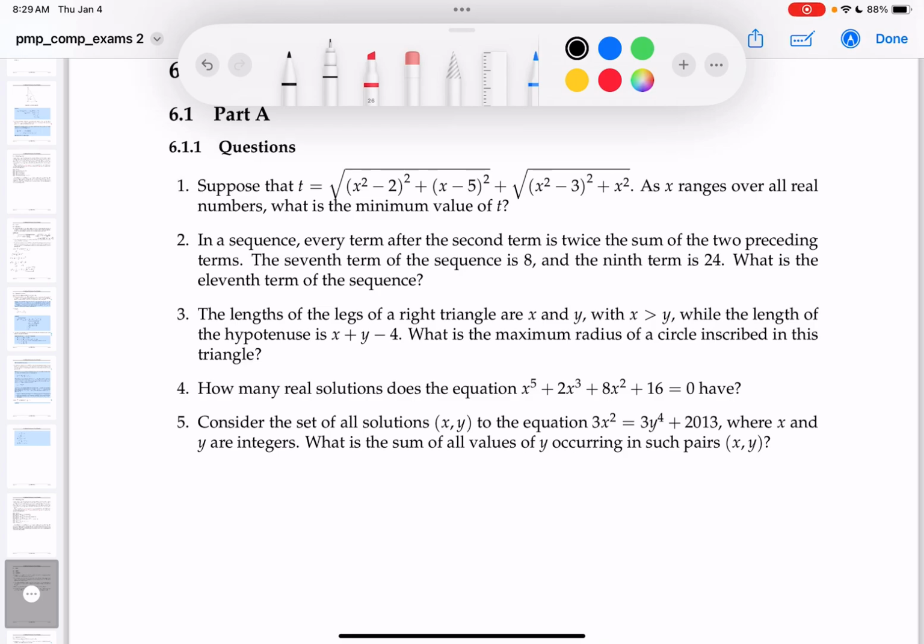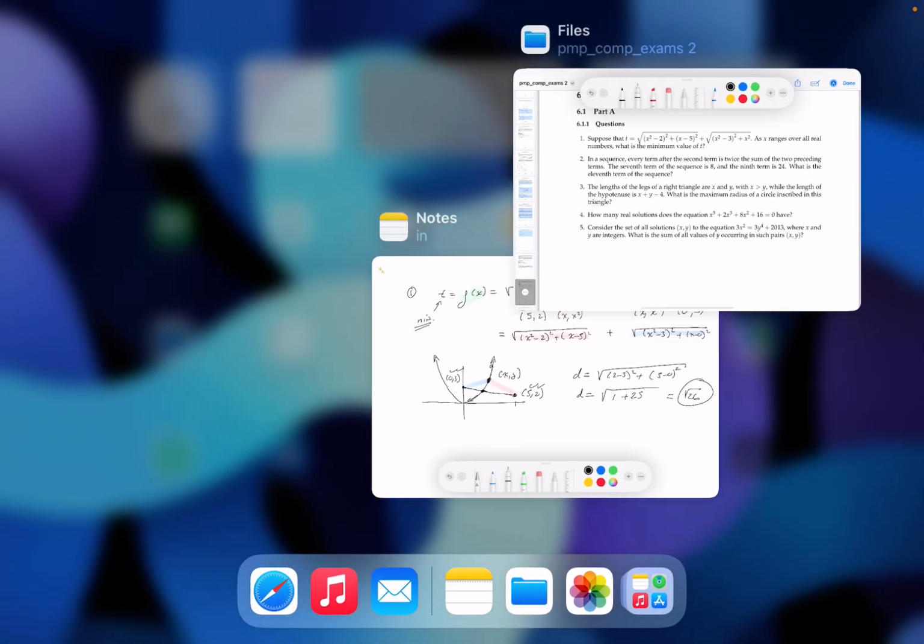All right, for number 2, there's a sequence. It says every term after the second term is twice the sum of the preceding 2 terms. The 7th term of the sequence is 8, and the 9th term is 24. What is the 11th term of the sequence? All right, let's take a look.